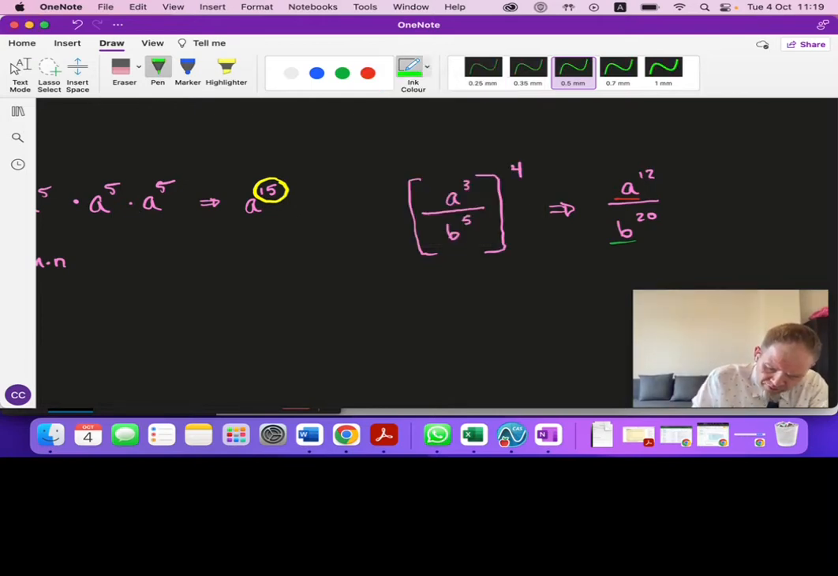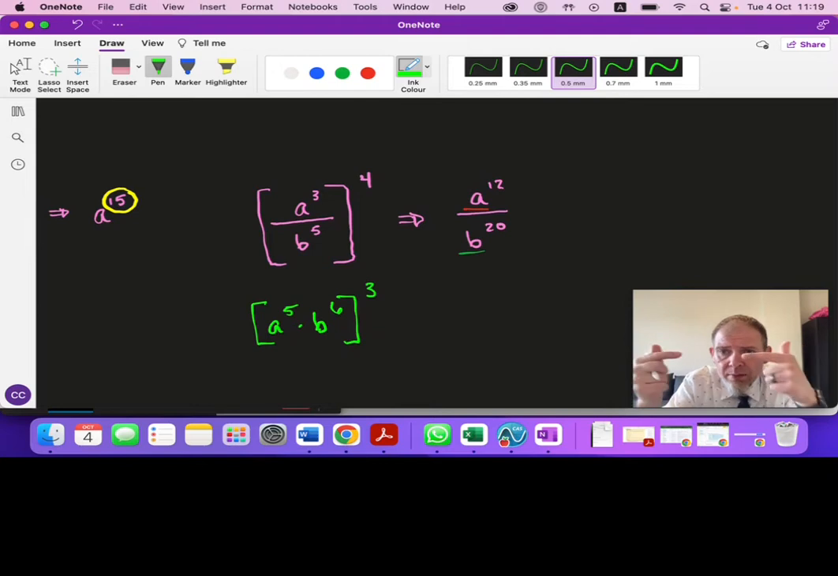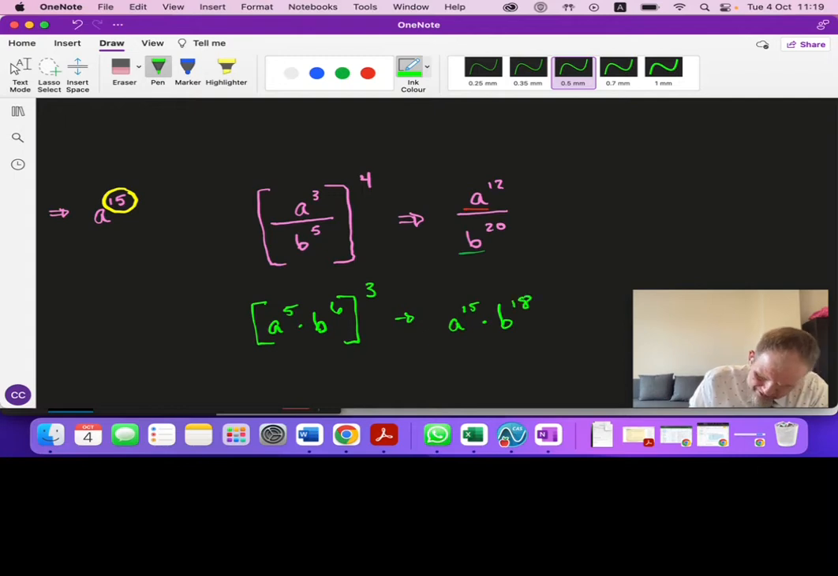The same thing works if we're multiplying exponential terms that have different bases. So a to the fifth times b to the sixth, and I take all of that and I raise that to the third power, then again, I can't combine the a's and the b's. But I can get rid of the brackets just by multiplying that index through. So I would end up with a to the 15th times b to the 18th. And again, it's ugly. They're big numbers, but that's super manageable and doable.